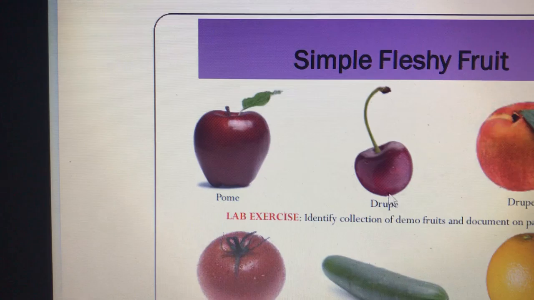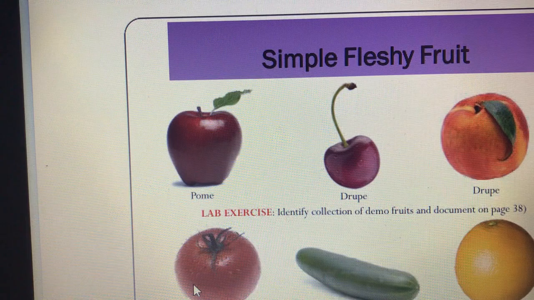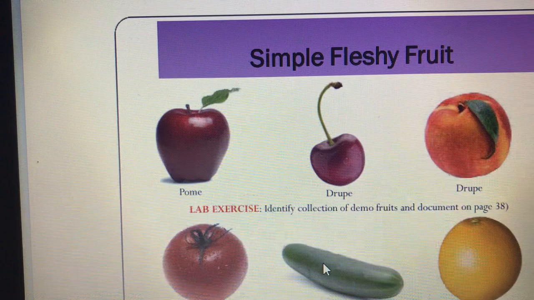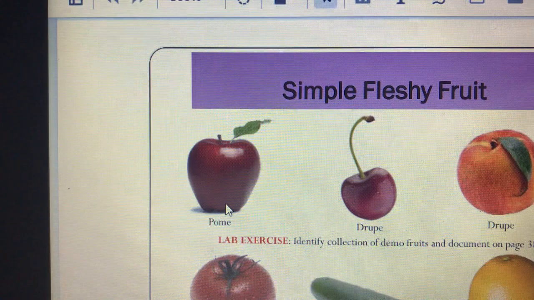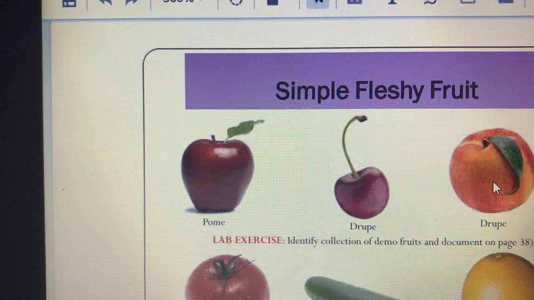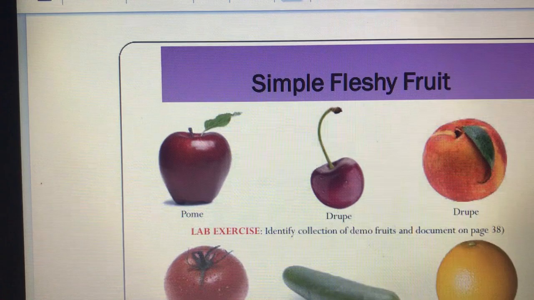This would be called a drupe. The tomato would be called a berry. A cucumber would be called pepo. Hesperidum, an orange would be called hesperidum. These are all examples of simple fleshy fruit. Pome equals apple. Drupe equals cherry. Peach, drupe. Tomato, berry. Cucumber, pepo. Hesperidum, orange.